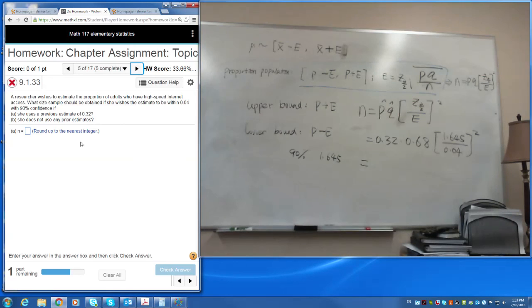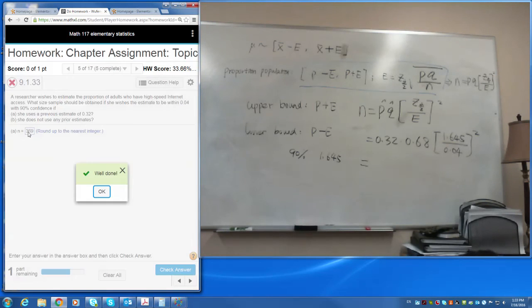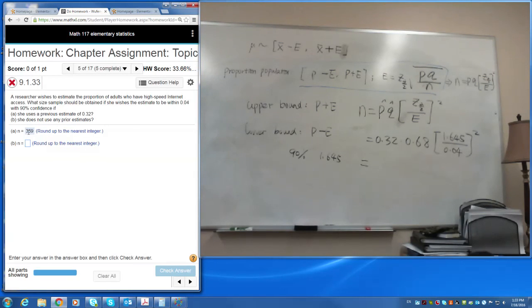So it's 0.32, wait. So 1.645 divided by 0.04 and equals, and then square and multiply by 0.32 multiplied by 0.68. 369. You always choose the next integer. Okay, so this is how you find out the sample size, and you can click the question help, and they give you formulas for the sample size.